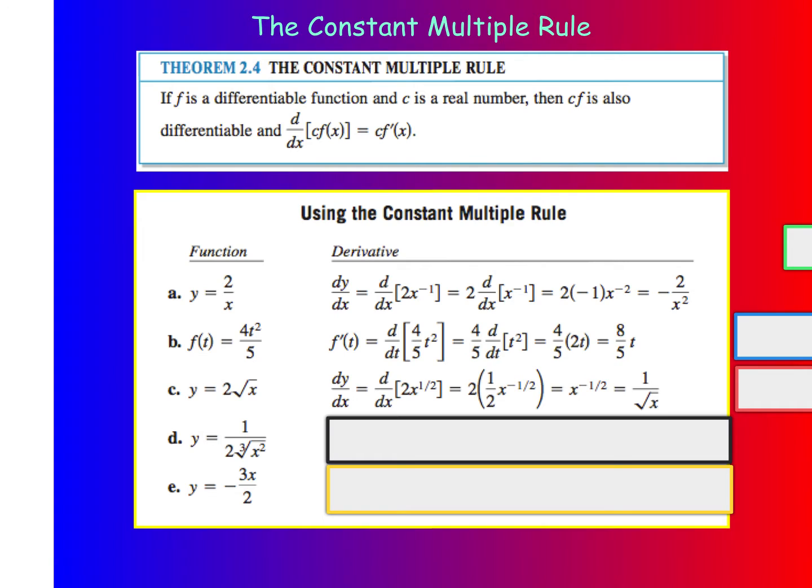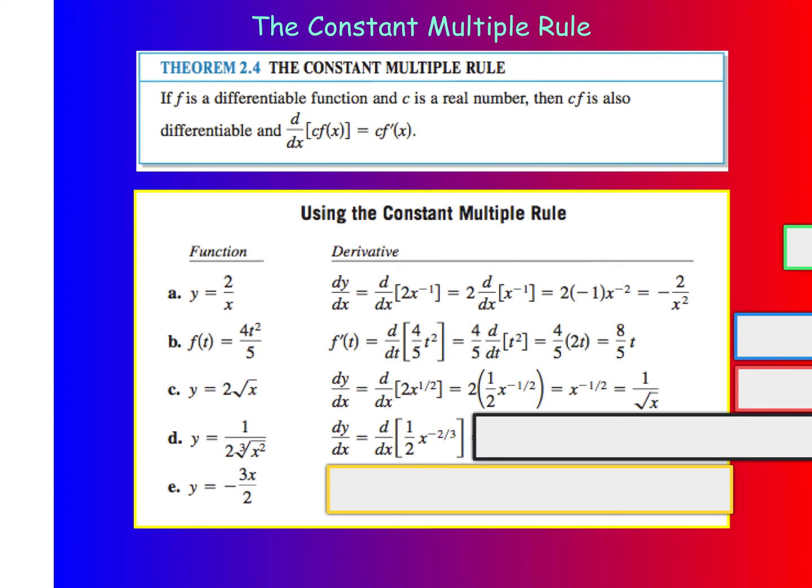All right, so part D, how would I rewrite part D? 1/2 times x to the what? Negative 2/3. All right, it's on the bottom. And then how would I take a derivative of that? Multiply by negative 2/3. So I'd multiply negative 2/3, and then I'd subtract 1, and so then I'd have x to the what?